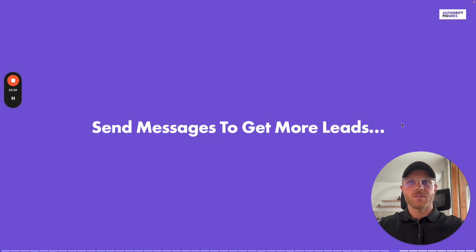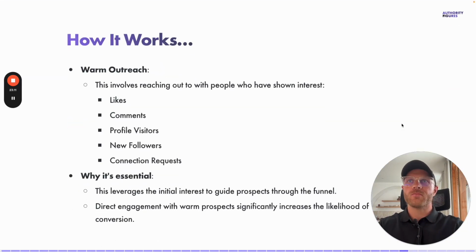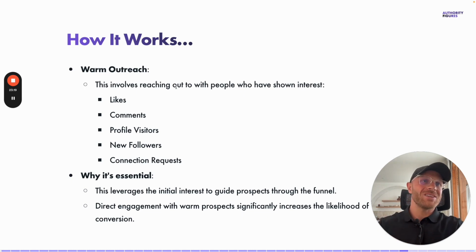So now I want to tackle the messages you want to send to get more clients. Because content does one part of the equation, and of course the outreach, as I said before, does the other part. So how does it work? It starts with warm outreach. So this involves reaching out to people who have shown interest in your services or in your brand. So you can look at likes, comments, profile visitors, new followers, connection requests.